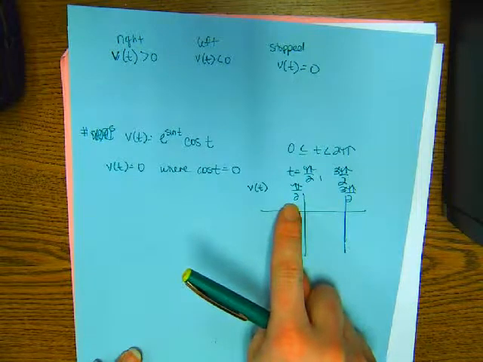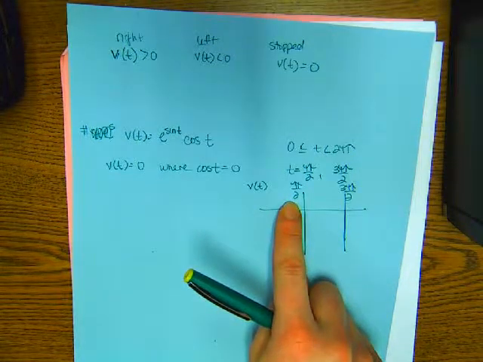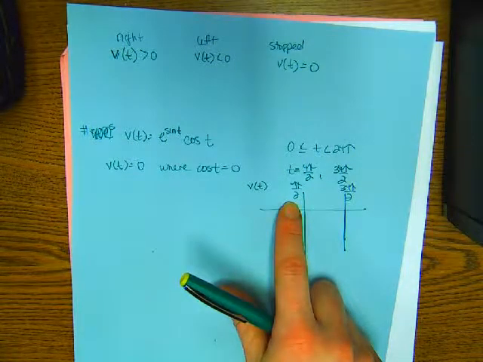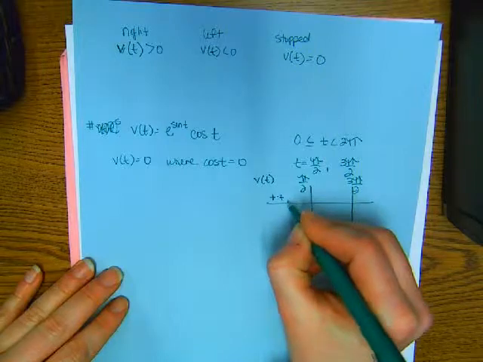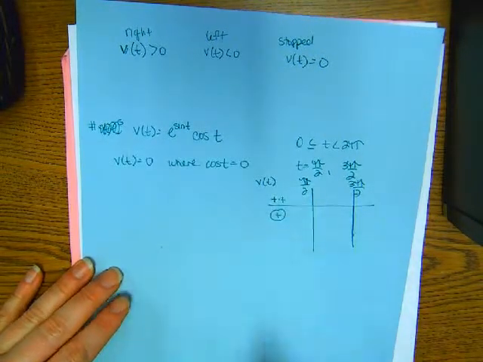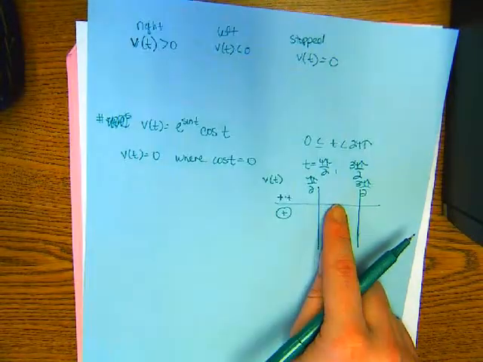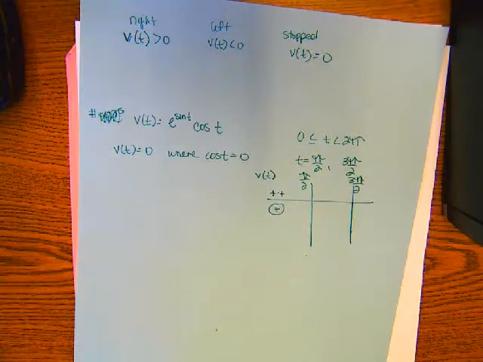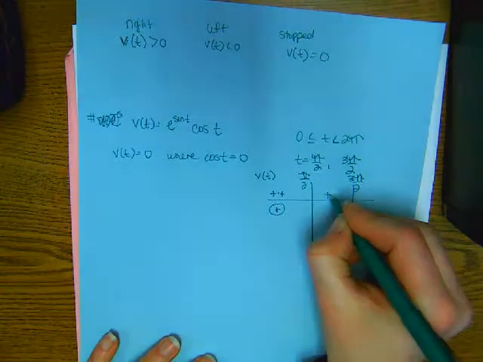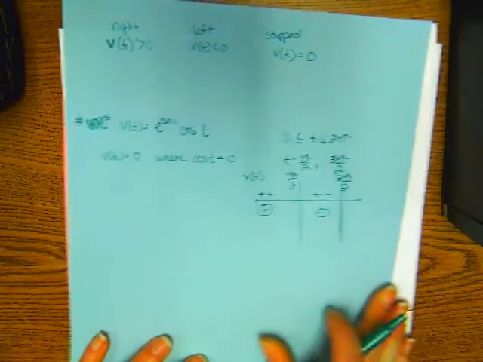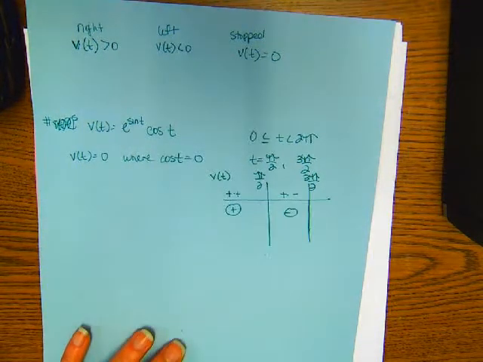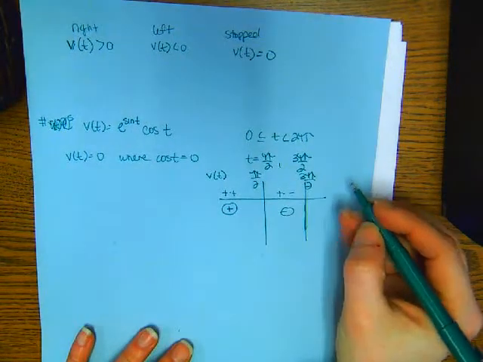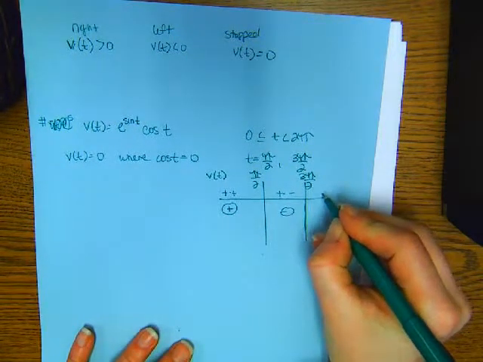Between 0 and pi halves, is the cosine positive or negative? Positive, and we said this is always positive, so we have a positive times positive. This is positive here. Between pi halves and 3 pi halves, the cosine is negative, isn't it? Yes. So we have a positive times a negative. And then from 3 pi halves to 2 pi, that's on quadrant 4 of the unit circle, it is positive, positive.